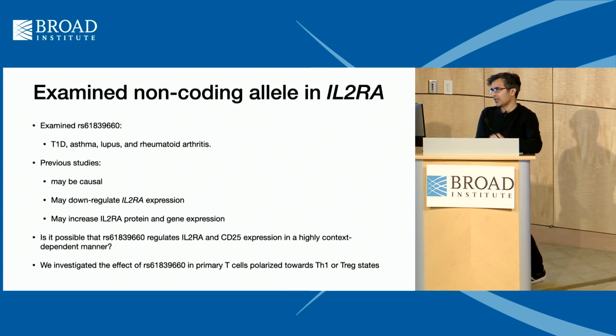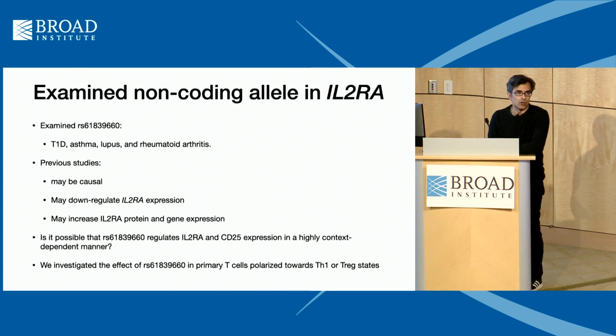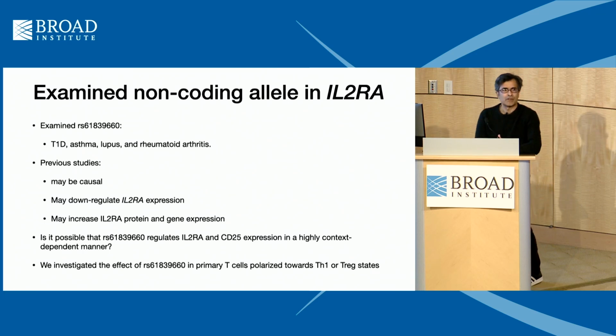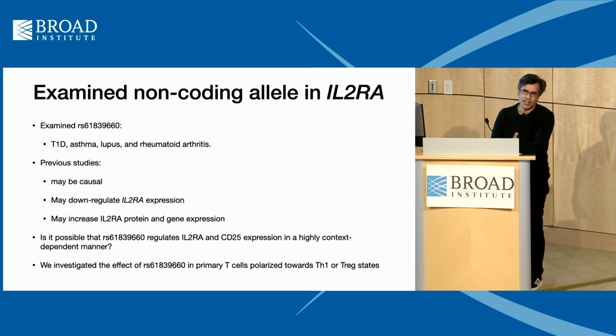So finally, I'll talk about an IL-2RA locus. There's multiple variants in this. There's one particular variant that I'll talk a little bit about. It's been seen in type 1 diabetes, asthma, lupus, and rheumatoid arthritis. Previous studies have argued that it's likely to be causal. There's some studies where it's been shown to increase protein expression, others where it's been shown to decrease protein and gene expression. So we thought maybe there's a context-specific effect, and in fact it's known from other studies that there is a context-specific component to this particular variant.